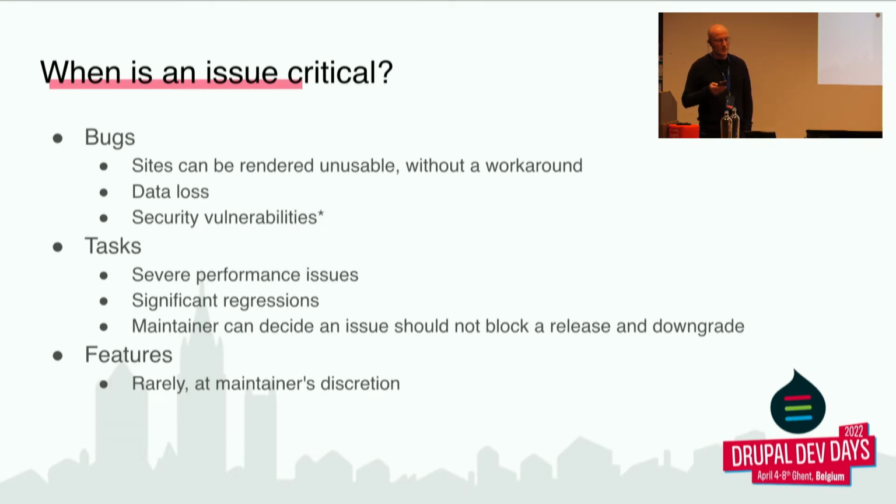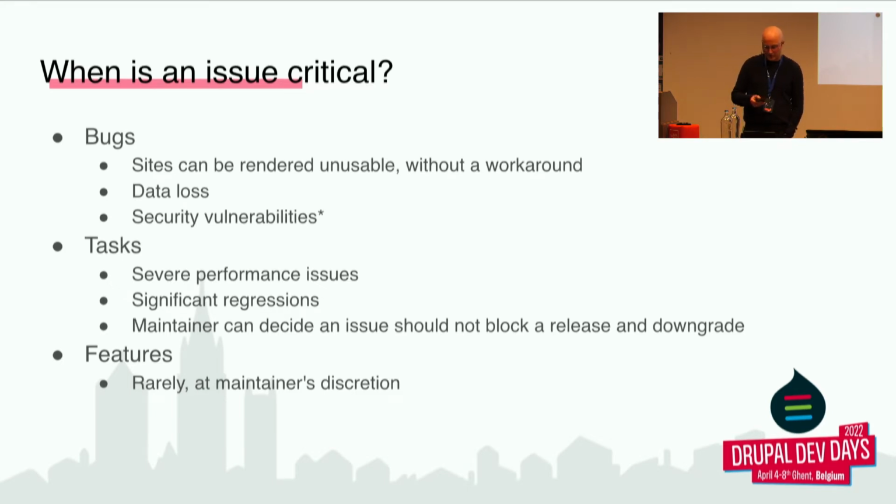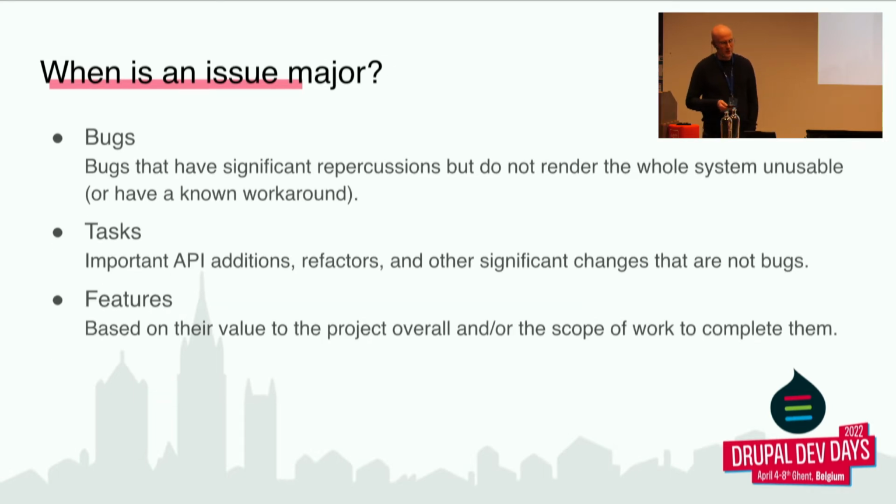Similarly, there are also guidelines for when an issue can be made critical. Specific guidelines for bugs, tasks, and for feature requests, it's basically rarely, unless a maintainer decides that it is so important that it is marked critical, but that doesn't happen that often. Same again for major, also some guidelines when bugs, tasks, or features might be major. And then obviously for features that is more common because, well, there basically are more important and less important features.